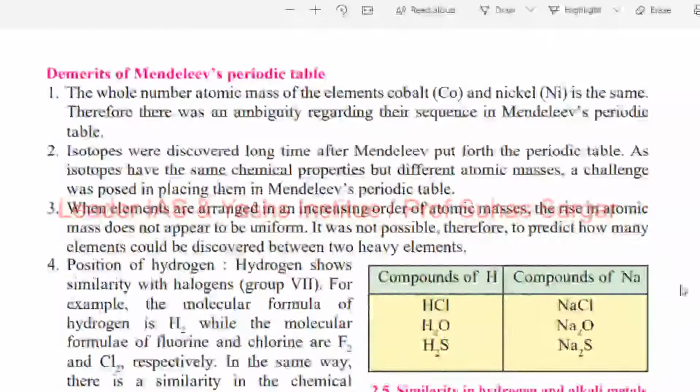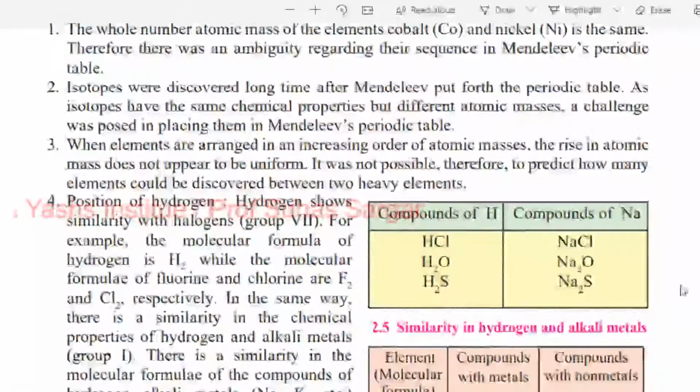Second, isotopes were discovered a long time after Mendeleev put forth the periodic table. As isotopes have the same chemical properties but different atomic masses, a challenge was posed in placing them in Mendeleev's periodic table. Third, when elements are arranged in increasing order of atomic masses, the rise in atomic mass does not appear to be uniform. It was not possible, therefore, to predict how many elements would be discovered between two heavy elements.